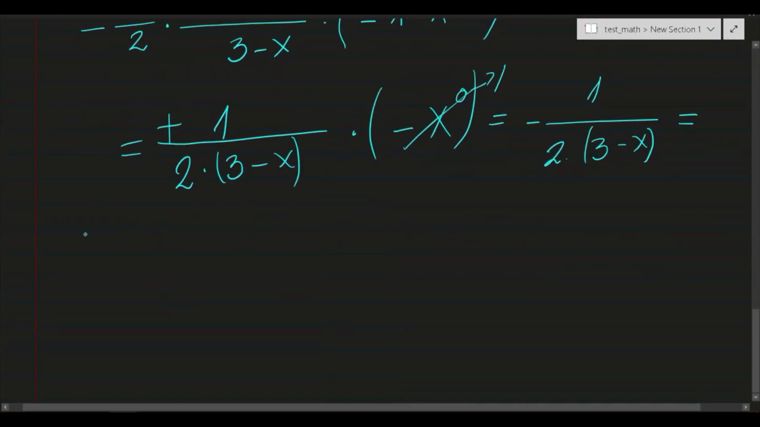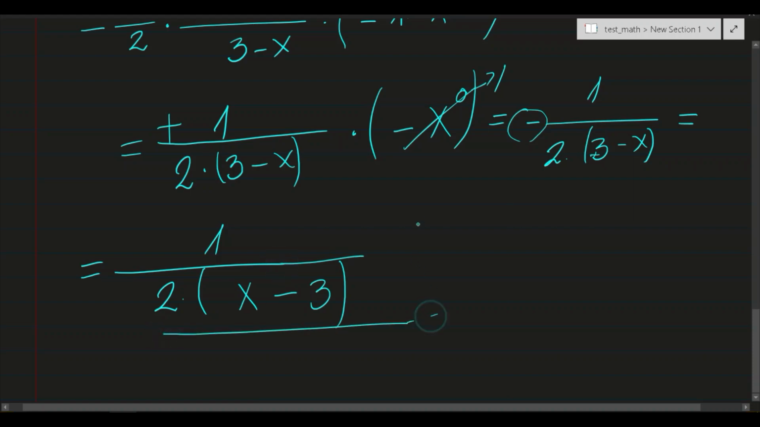Or this minus that we have here can multiply this denominator. We can change the place. Minus multiplied by minus is plus x, plus minus multiplied by plus is minus 3, and this is the result.